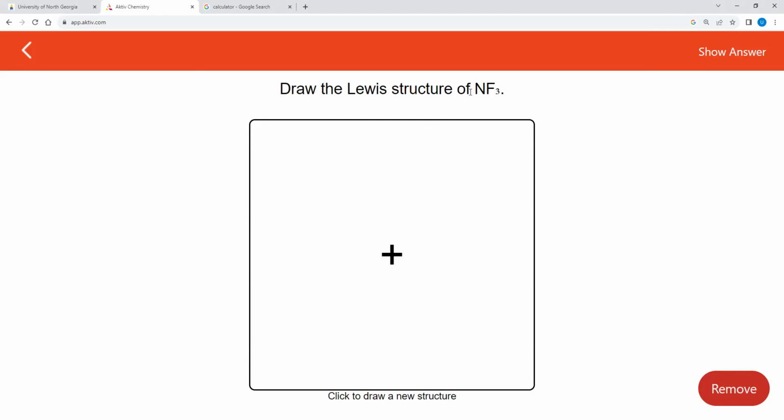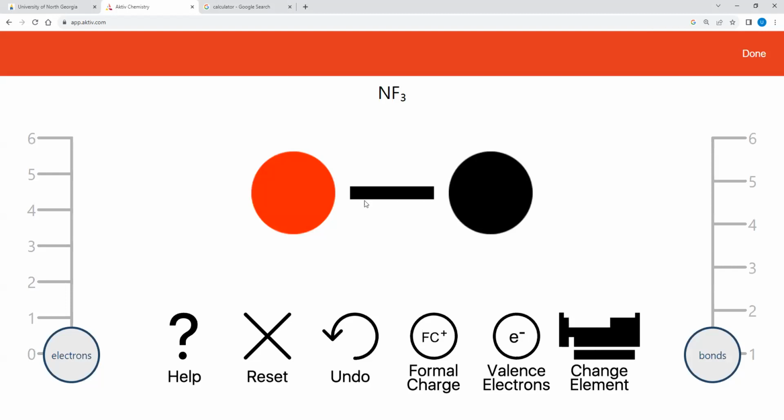So this first one wants us to draw a Lewis structure of NF3. If I go into this drawing tool, this is what the Aktiv tool is going to look like for drawing our Lewis structures. In terms of starting this, what are my normal starting steps for drawing Lewis structures? What are the first couple things I'm always looking to do? One thing I always want is to find how many valence electrons I have to work with. That should be one of the first things we figure out. How would I figure that out for NF3?